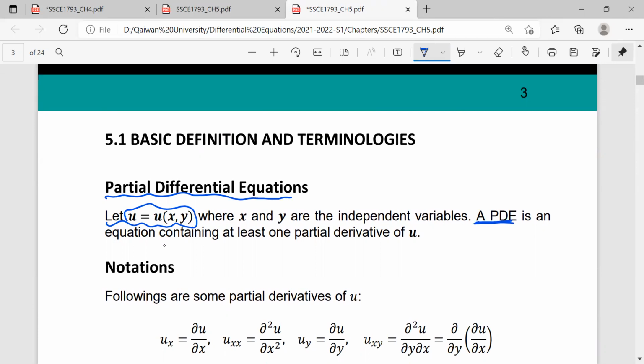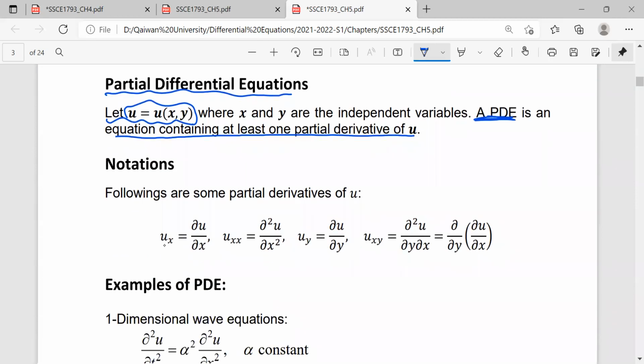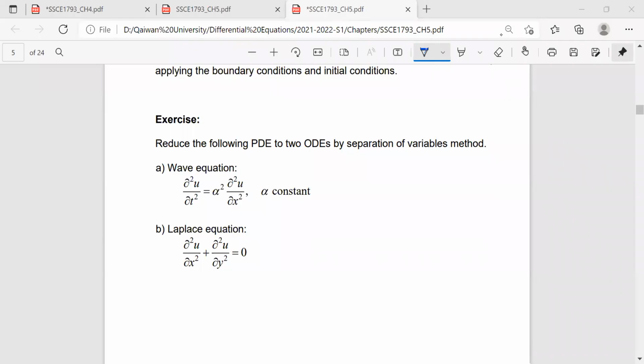We say a partial differential equation is an equation containing at least one partial derivative of u. If you have at least one partial derivative of u in the equation, we say that's a partial differential equation. Here, these are the partial derivatives of u. We say u sub x, which is partial u by partial x. And also, yeah, we now have another example.